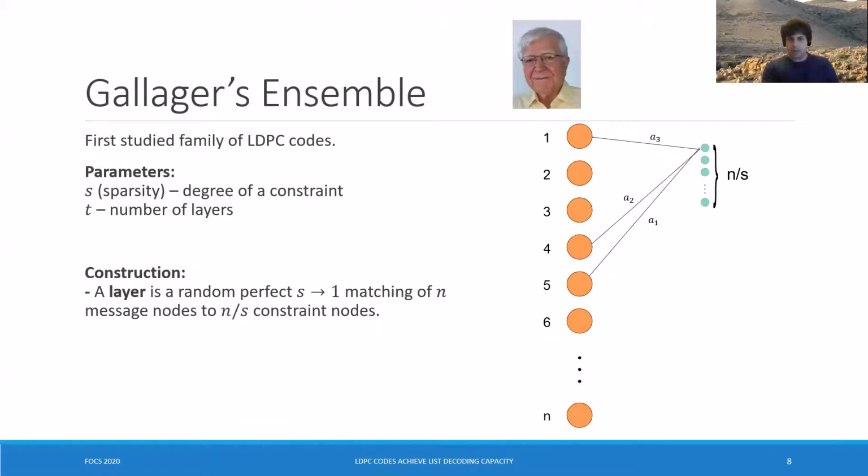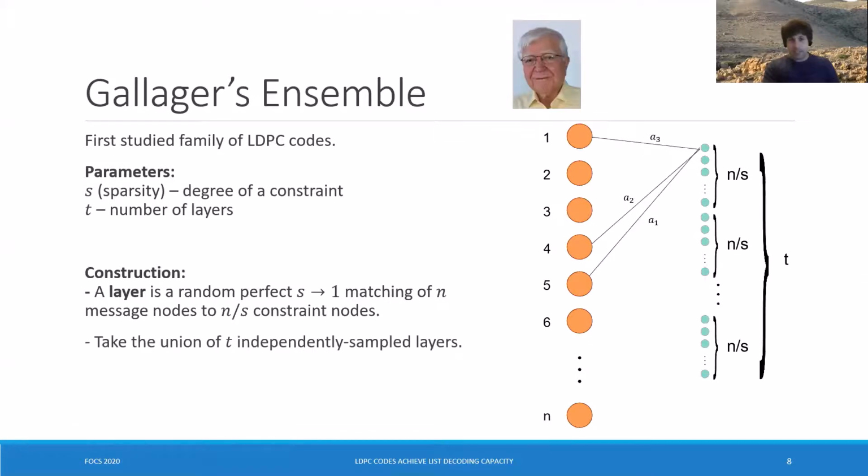So we first describe what we mean by a layer here. A layer just consists of n over s constraint nodes, which we connect to the message nodes by choosing some random s-to-1 matching and putting non-zero coefficients on the edges. Now, to construct the whole Gallager code, we sample T layers independently and uniformly.